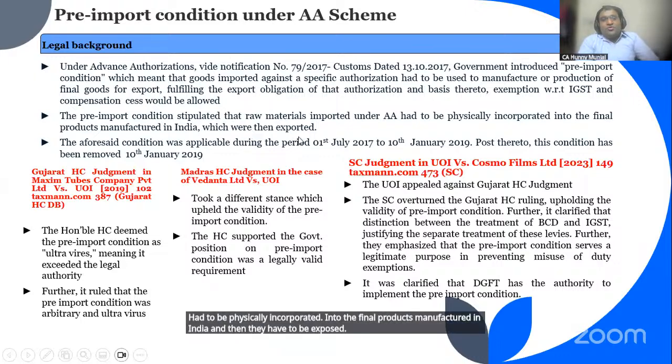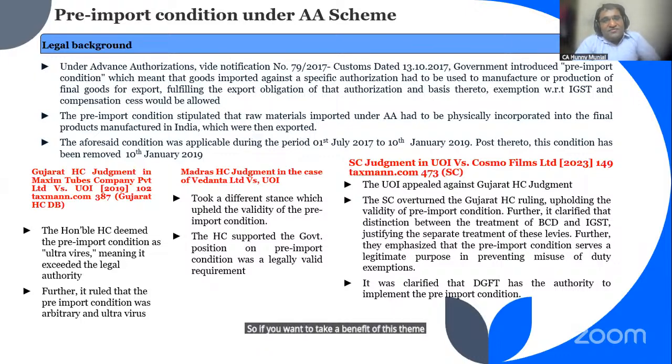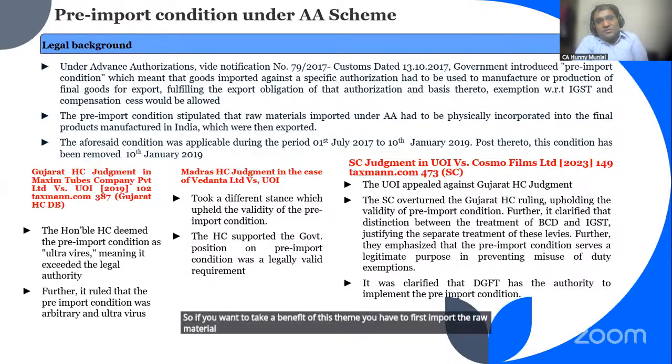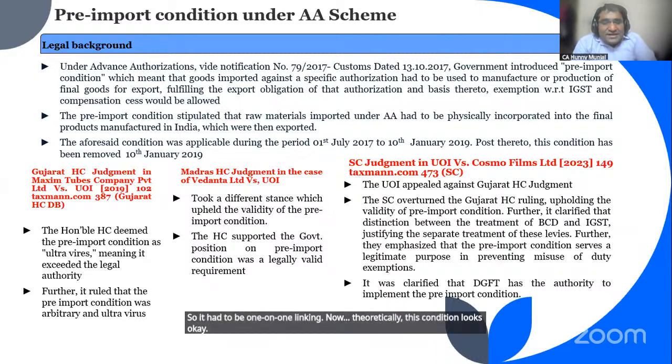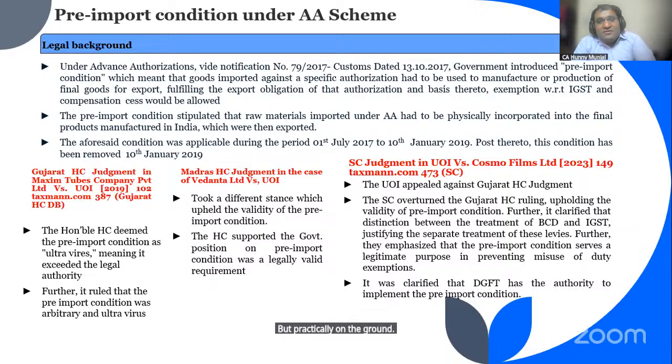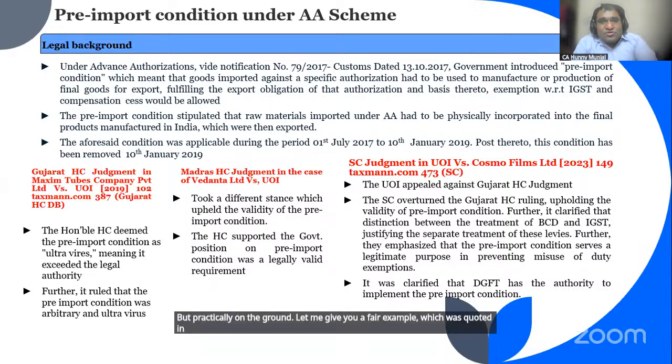So if you want to take the benefit of this scheme, you have to first import the raw material, use it for the production of your export goods, and then export outside India. So it had to be a one-on-one linkage. Theoretically, this condition looks okay, but practically on the ground, let me give you a fair example, which was quoted in the Gujarat High Court judgment.